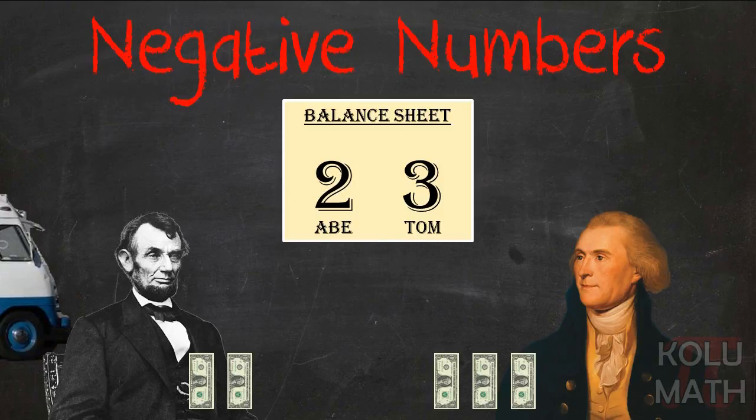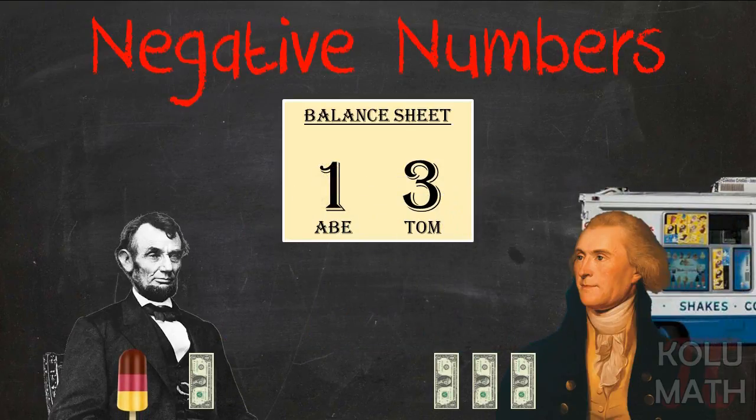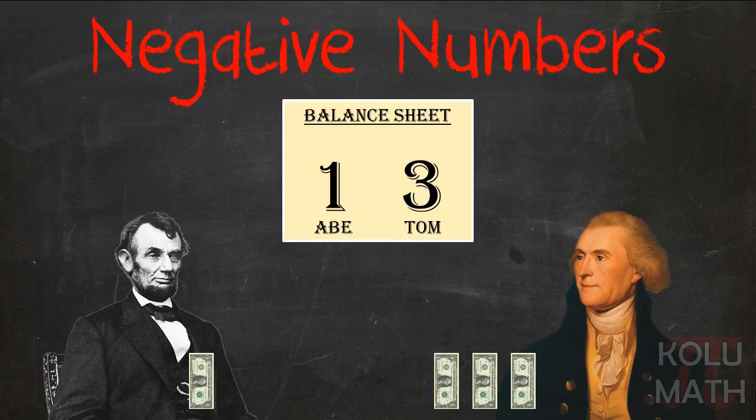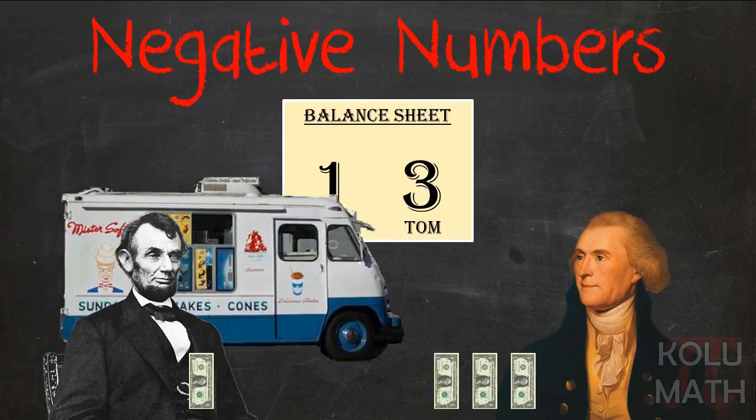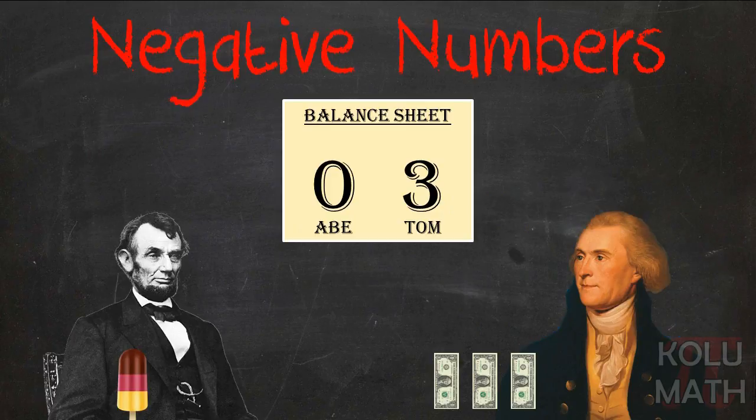Well, guess what happens the next day? The ice cream truck shows up again. Poor old Abe is powerless, buys himself an ice cream, and now he's down to $1. Okay, next day, ice cream truck comes by, and Abe has $1 left. He gives it over to the ice cream man, gets his ice cream bar, and we can see the balance sheet tells us that Abe has $0 but a delicious ice cream, and Tom has $3.